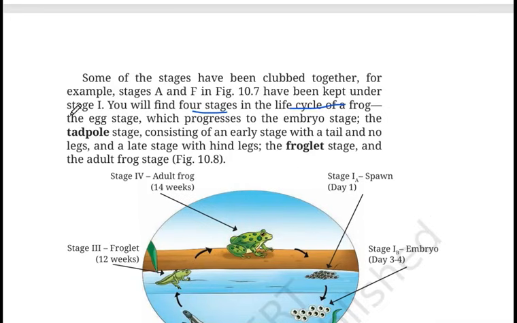The first stage is the egg stage, which progresses to the embryo stage. Then comes the tadpole stage, consisting of an early stage with a tail, no legs, just a tail. A late stage appears with the hind legs. So now it also has a hind leg along with the tail. Then comes the froglet stage, and then the adult frog.